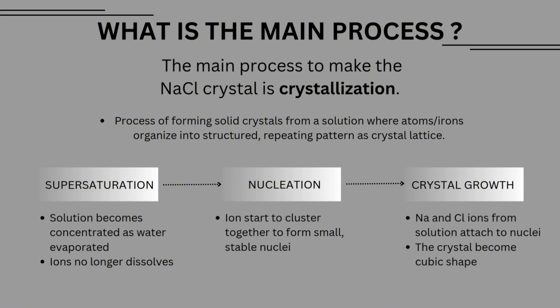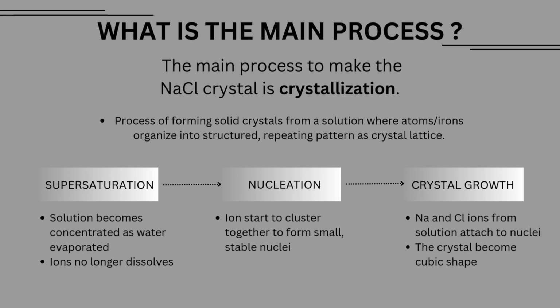What is the main process to make NaCl crystal? The main process to make the NaCl crystal is crystallization. It is a process of forming solid crystals from a solution where atoms or ions organize into structured, repeating patterns as a crystal lattice. There are three key components of crystallization.